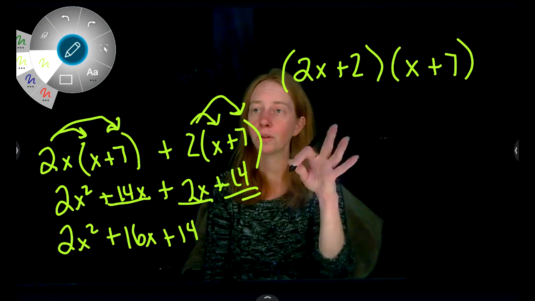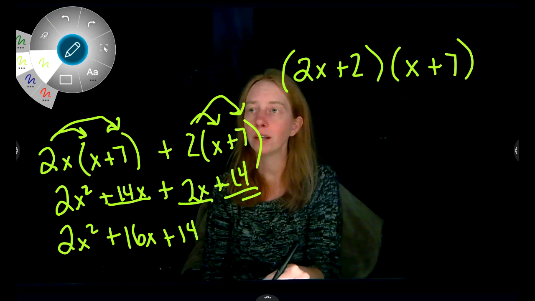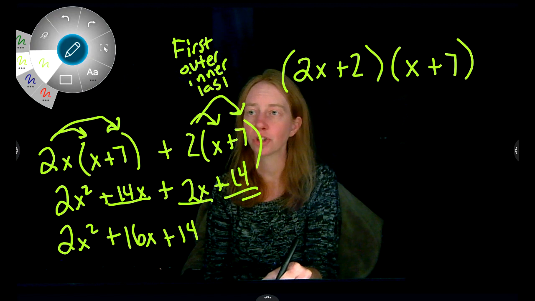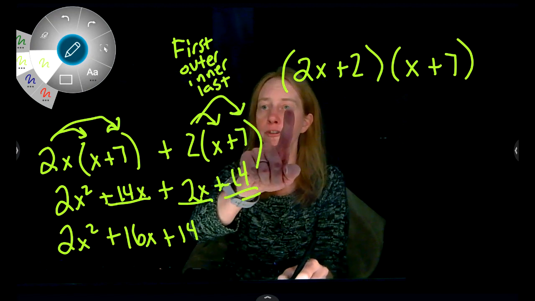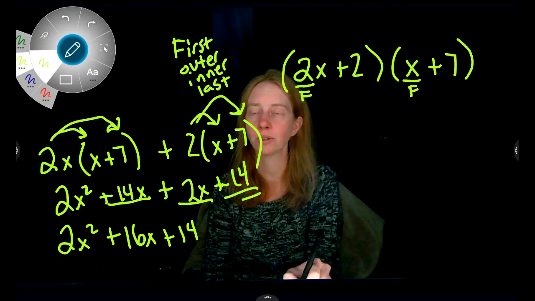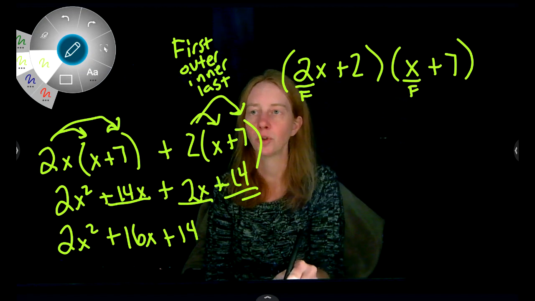Now, when we do this our other way, we call that FOIL. FOIL is first, outer, inner, and last. I'll show you what that means. So first, we're going to take the two firsts. This is a first, and we're going to multiply those together. 2x times x is 2x squared.